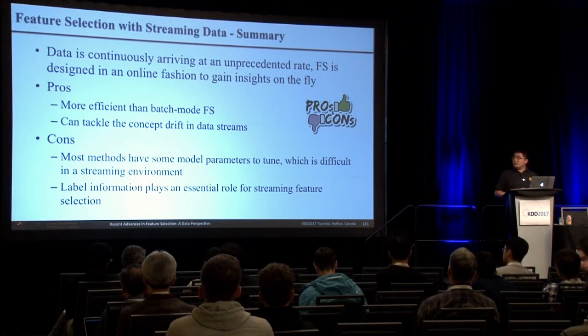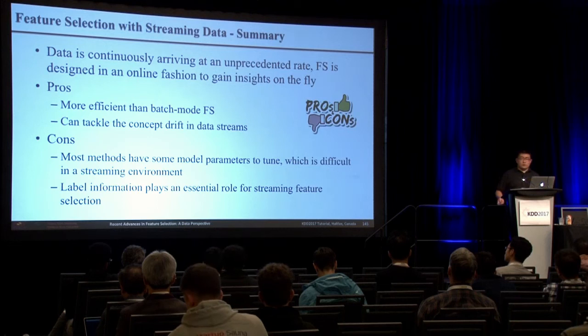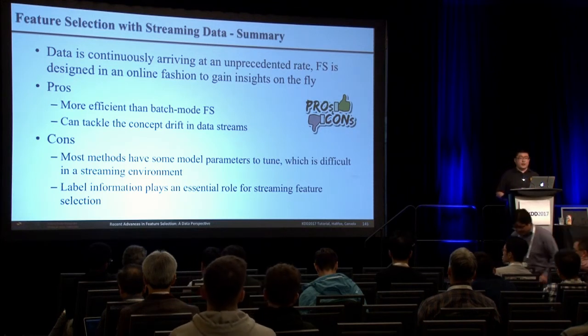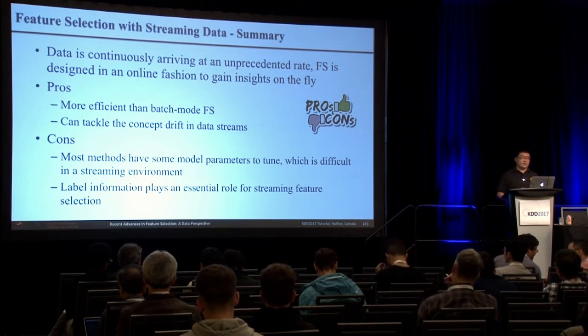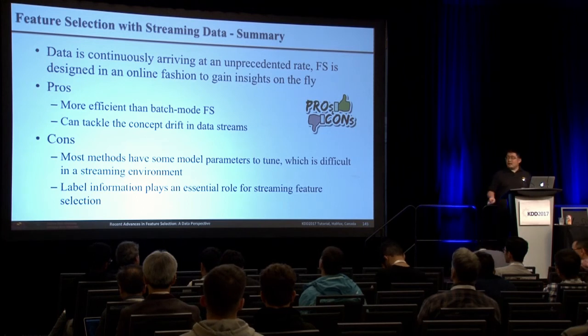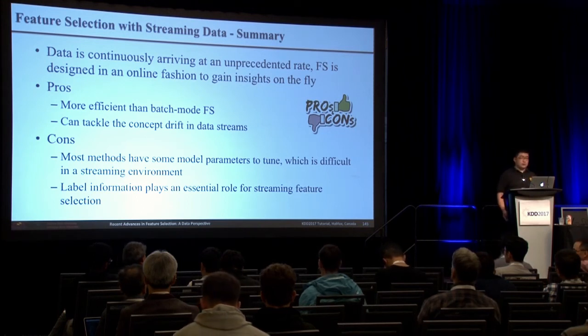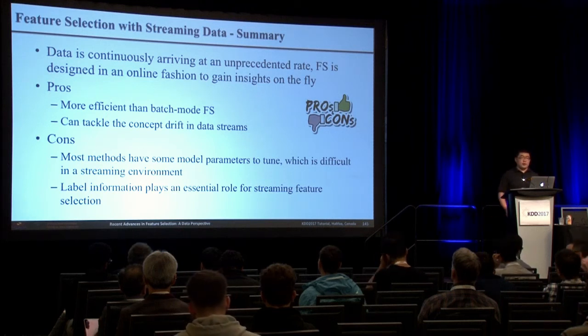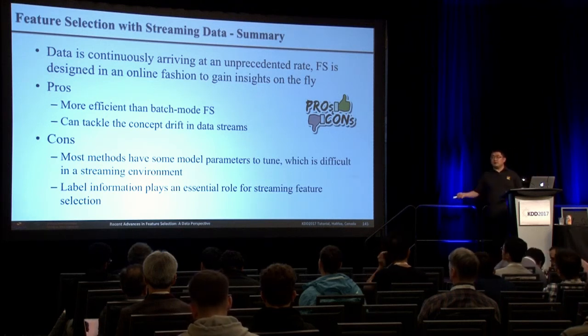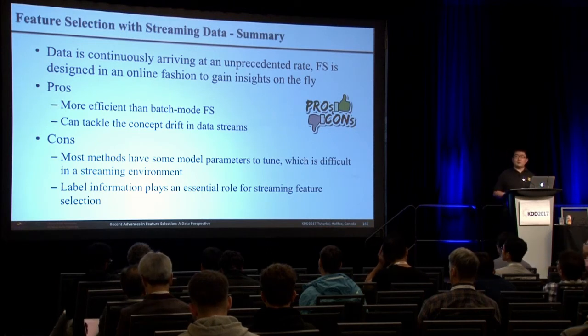But there are also some limitations. The first one is that most algorithms in this family need some additional model parameters to tune. These model parameters are very difficult to tune in a streaming environment because it is impossible to do cross-validation. Also, we can see that label information in many cases still plays a very essential role for streaming feature selection. How to perform feature selection in a streaming environment without using label information is still a very challenging problem.